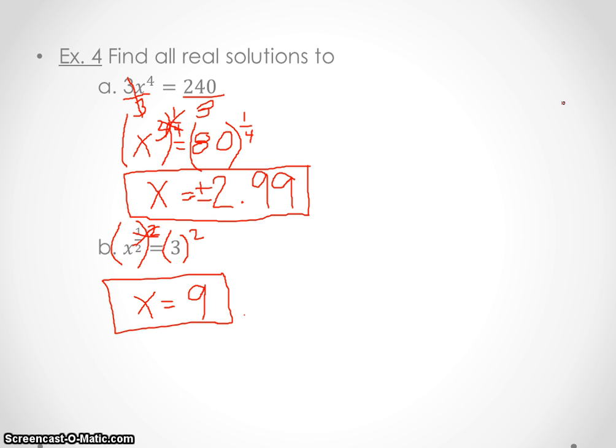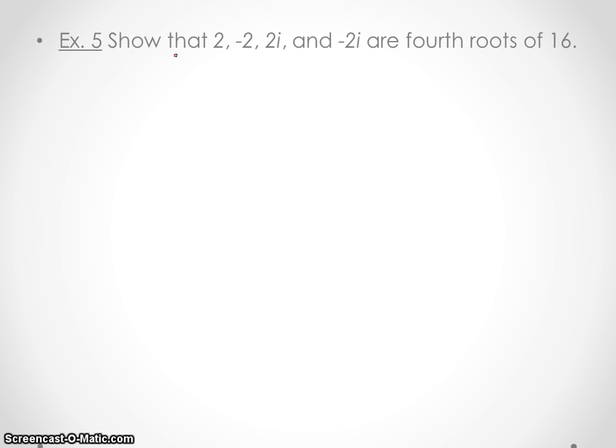Alright, and we have one more example here. Example 5 says, show that 2, -2, 2i, and -2i are fourth roots of 16. So I'm actually just going to do 2 for you guys, and then I'm going to have you guys do the other ones in the exact same way to finish this up for tomorrow, so that I'll check all your answers tomorrow.